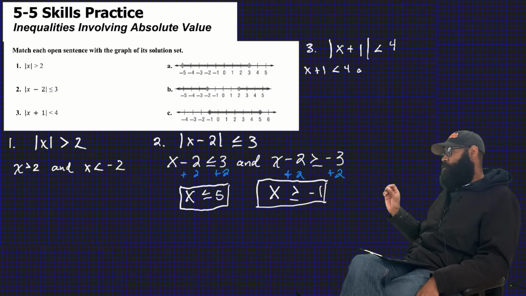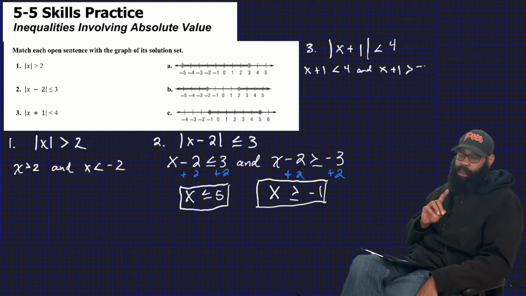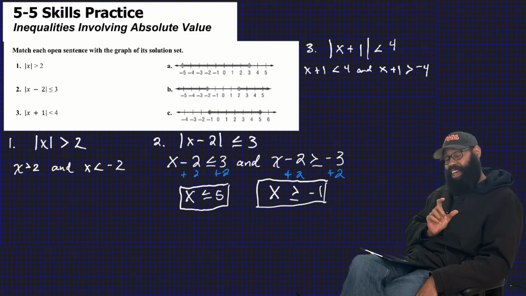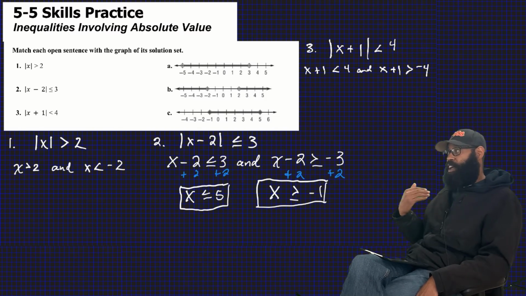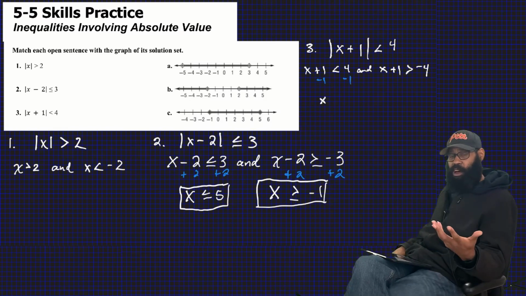What's inside of my absolute value will be less than 4. And remember that what's inside can be negative. It's going to come out as positive. So that's why we're flipping the sign, getting it as a greater than, and writing it as negative 4, and then going ahead and solving our one step.